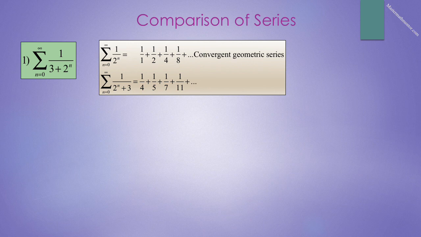If we look at the expression summation n equals 0 to infinity of 1 over 2 to the n plus 3, we get 1 over 4 plus 1 over 5 plus 1 over 7 plus 1 over 11 plus dot dot dot. And we realize that every term in this series is smaller than the term directly above it.